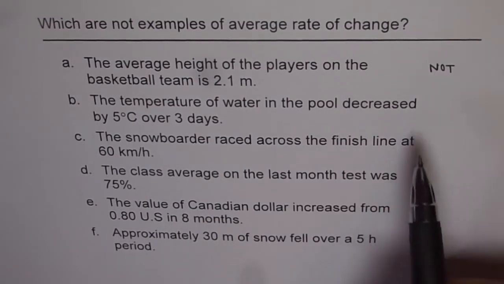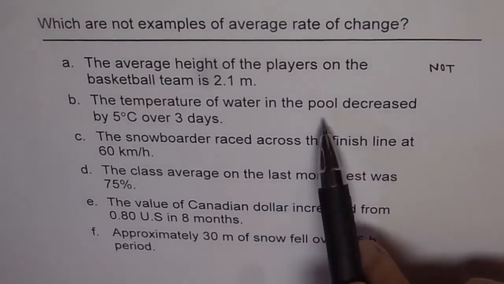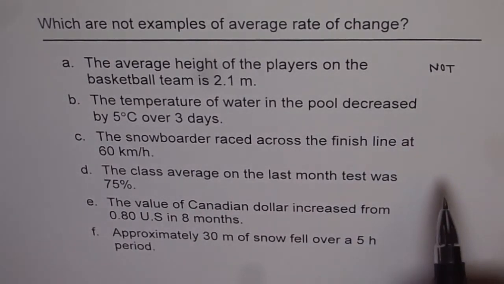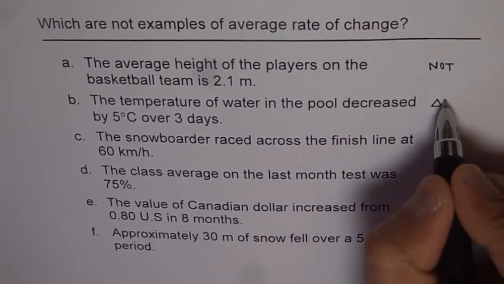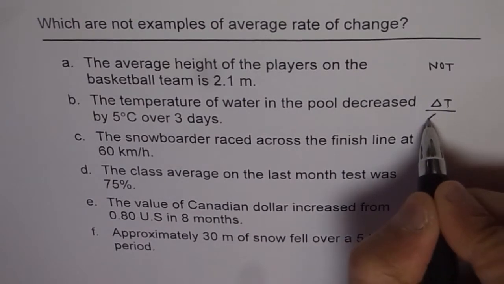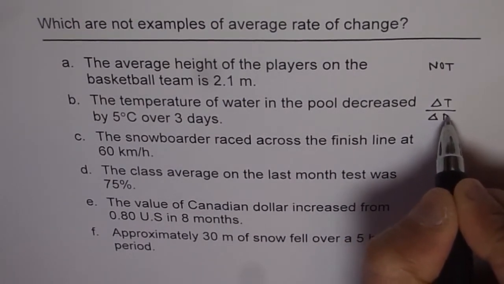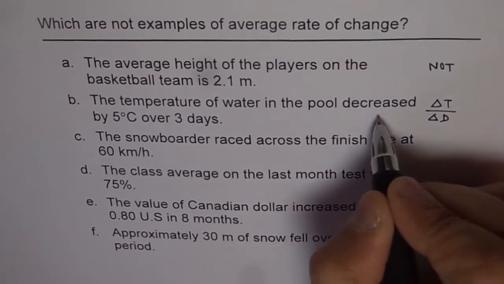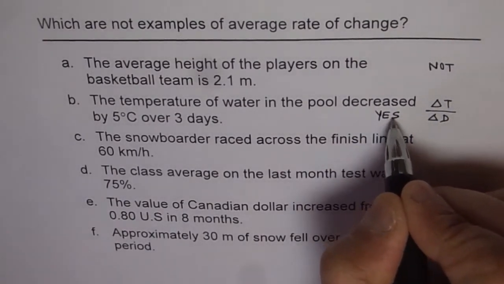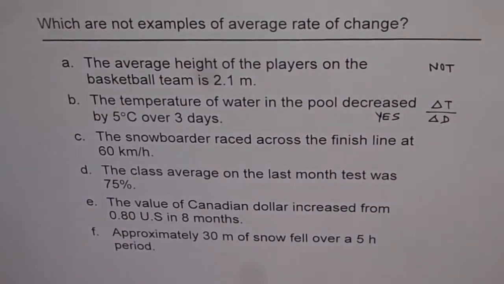Now the second one is, the temperature of water in a pool decreased by 5 degrees over a period of 3 days. Do you understand? So we have a change in temperature over a change in number of days, right? So this is average rate. This is what I'm trying to say. So this is yes. That is how you have to explain your answer.